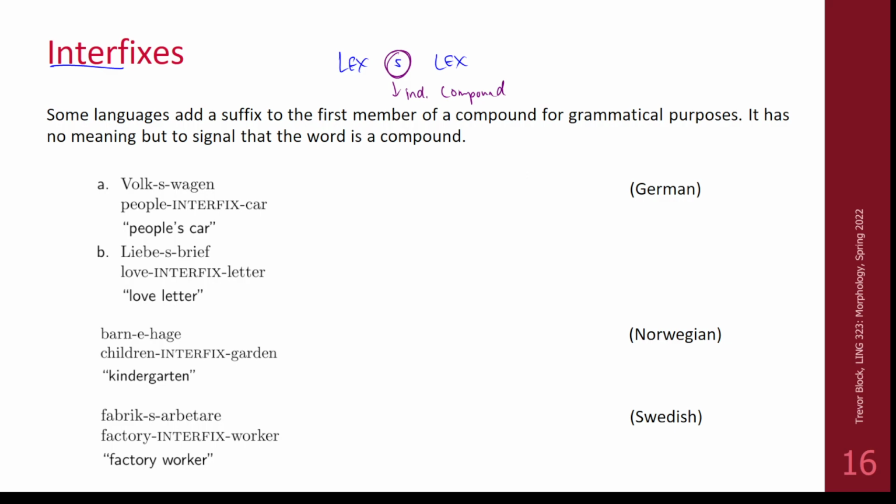Sorry, then you have an interfix. An infix always has some sort of meaning. It goes inside of a root. But an interfix might not have meaning, usually doesn't, and it goes in between lexemes.